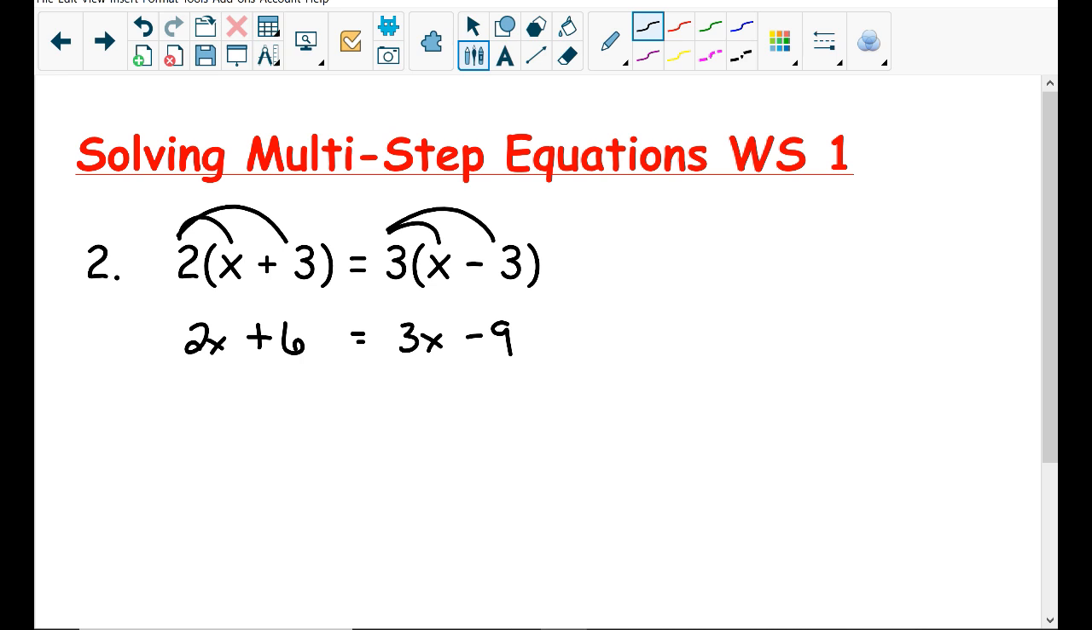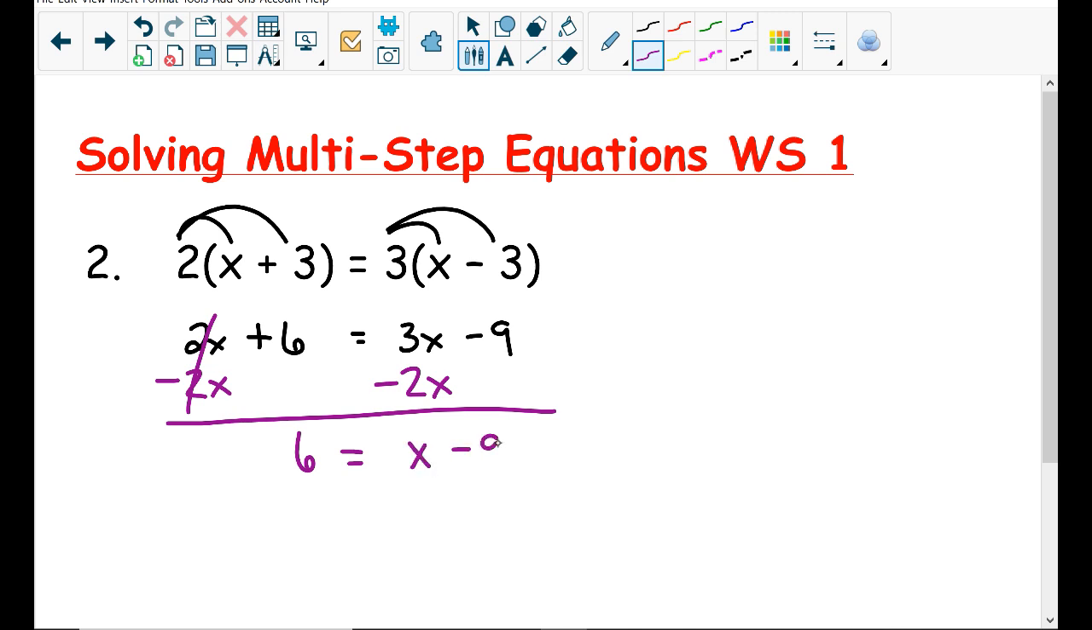I would recommend moving and getting the variables on one side first. You don't have to, but I would recommend it. It may save you a step down the road. So again, I tend to move the smaller one. Doesn't really matter which one you move. I'm going to move the 2x by subtracting 2x. If you don't move the smaller one, you just may end up with a negative number. It's okay. So 2x minus 2x is 0, so 6 comes down. 3x minus 2x is 1x minus 9. So now you need to get rid of the minus 9 by adding 9 to both sides.